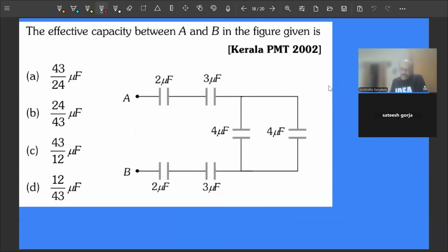Now see, the equivalent capacitance between A and B is asked. So how are these two connected? These two are connected in parallel.